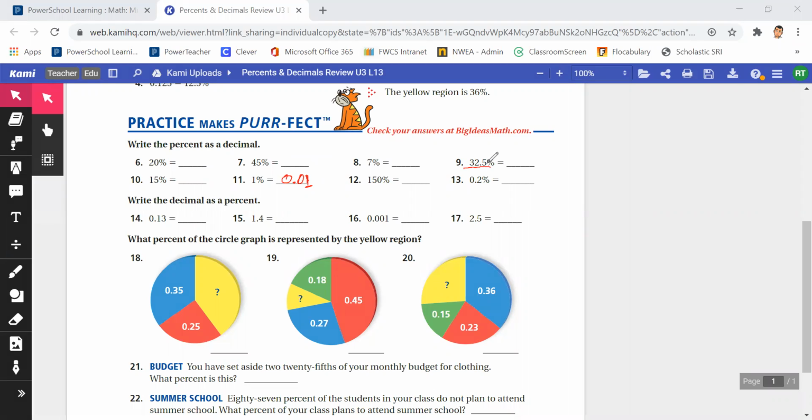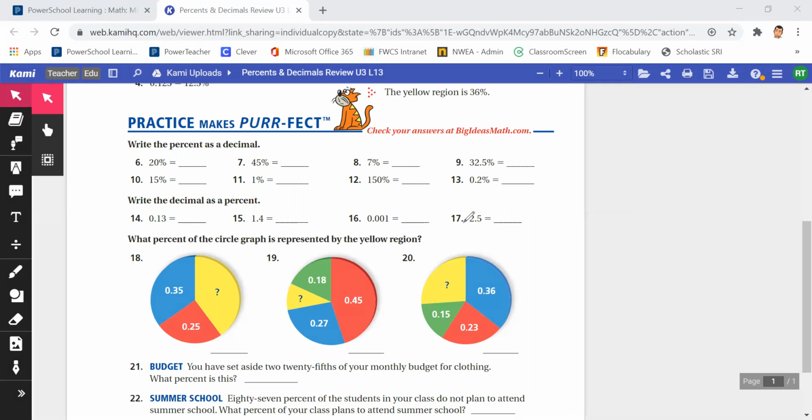What is this as a decimal? Well, as a decimal, this would actually go to the thousandths place. So remember, we move our decimal 2 places over. So this would be 0 and 325 thousandths. Because of that 0.5%, that's where we go to the thousandths place on our decimal. So I hope that helps you finish 6 through 13.